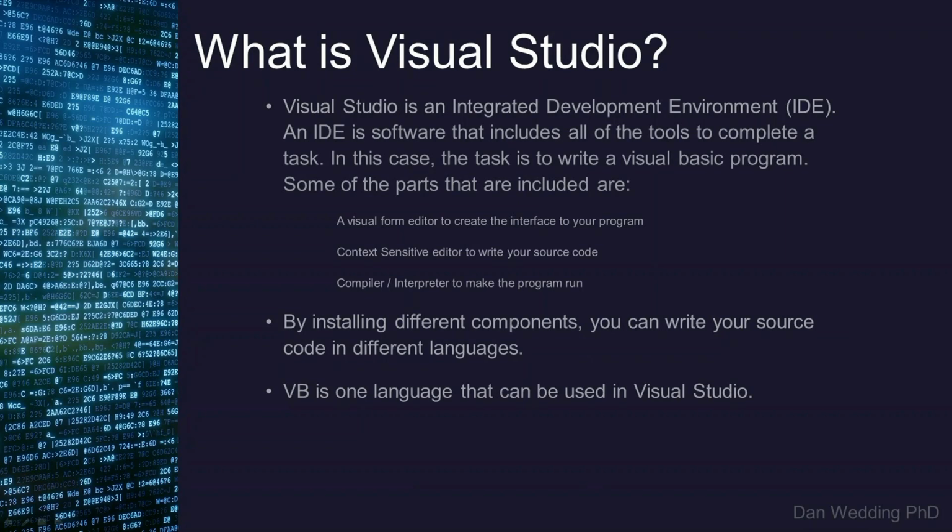What is Visual Studio? Visual Studio is an integrated development environment, or an IDE. An IDE is software that includes all of the tools to complete a task. In this case, the task is to write a Visual Basic program. Some parts of the IDE include a visual form editor to create the interface for your program, a context-sensitive editor to write your source code, and a compiler or interpreter to make the program run. By installing different components, you can write your source code in different languages. VB is one language that can be used in Visual Studio.